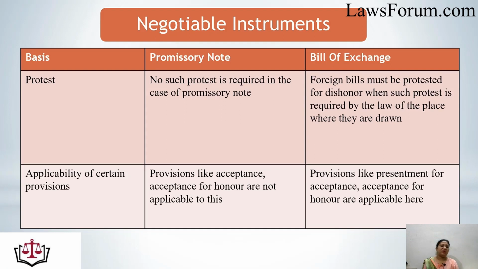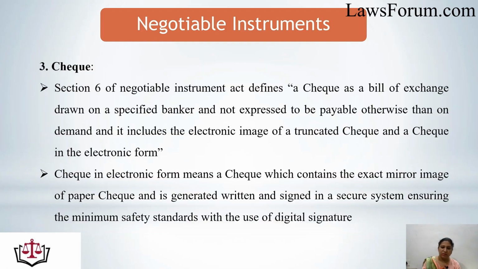Next and last is the applicability of certain provisions. Provisions like acceptance for honor are not applicable to promissory notes. But in case of a bill of exchange, these provisions are a must. They are applicable in case of a bill of exchange. So all these points show that there is a difference between the promissory note and the bill of exchange.